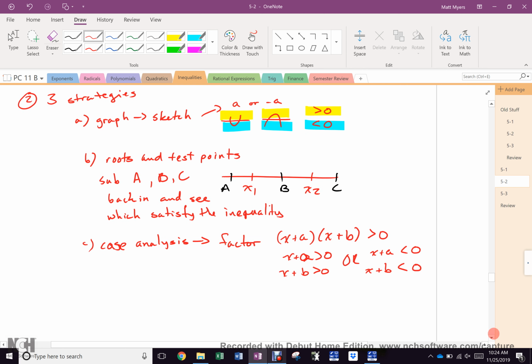And the last key point to remember, 1, 2, 3. If f of x is greater than 0, do the roots count? Yes or no question. Do the roots count if that's the sign?